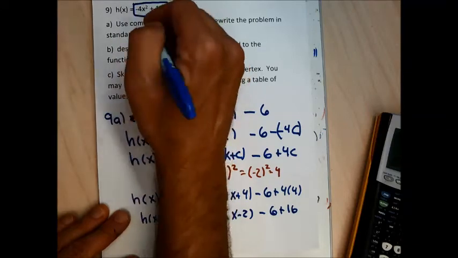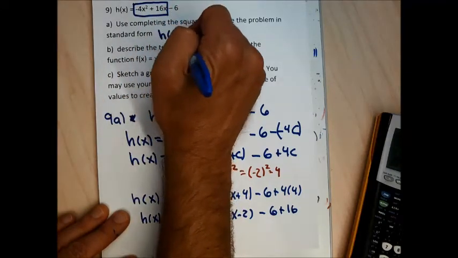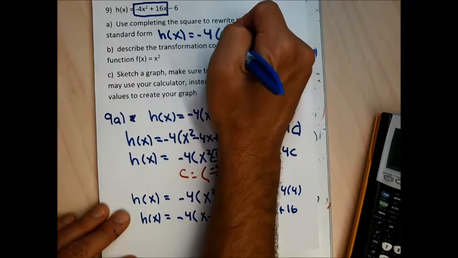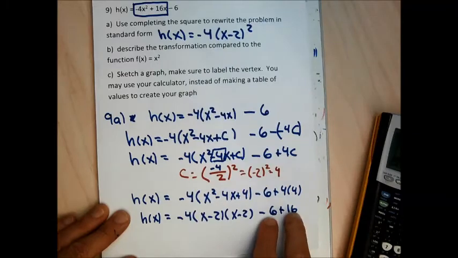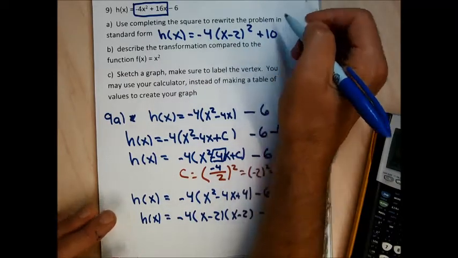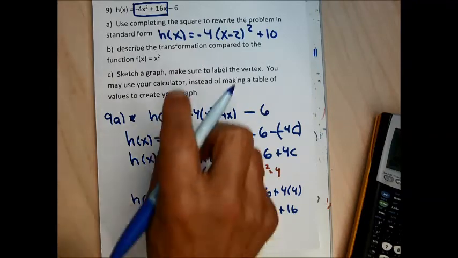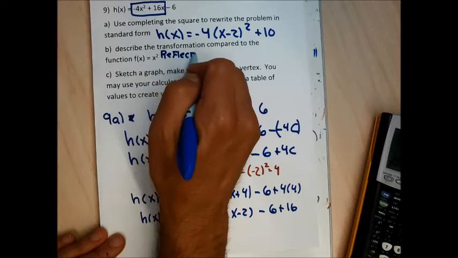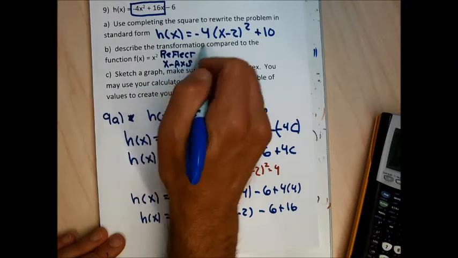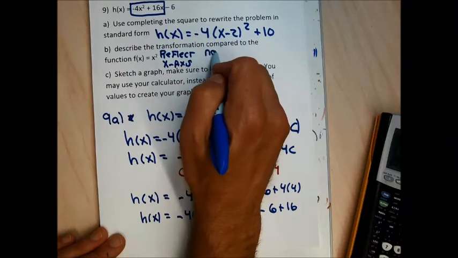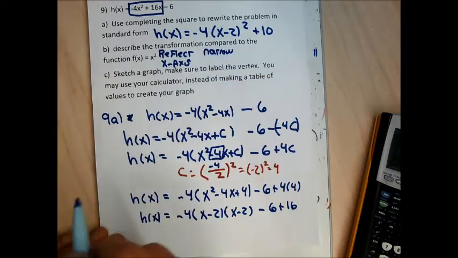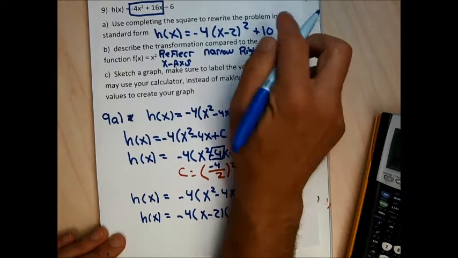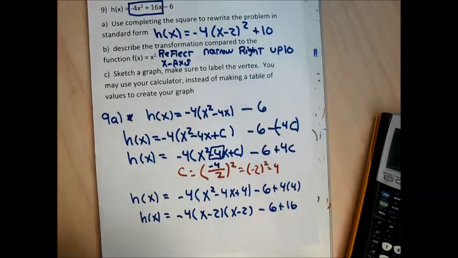And for an answer to part A, I can say it's h of x equals minus 4 times x minus 2 squared, plus 10. To describe the transformation in part B, the negative is going to reflect it over the x-axis. The 4 is going to make it narrow. If it was like a half, it would make it wide. The minus 2 is going to move it right 2. And the plus 10 is going to move it up 10.